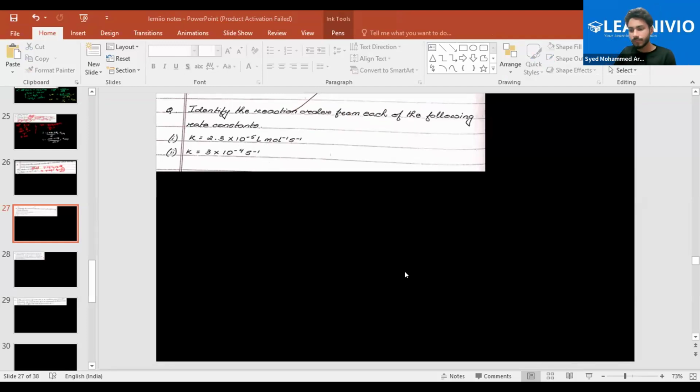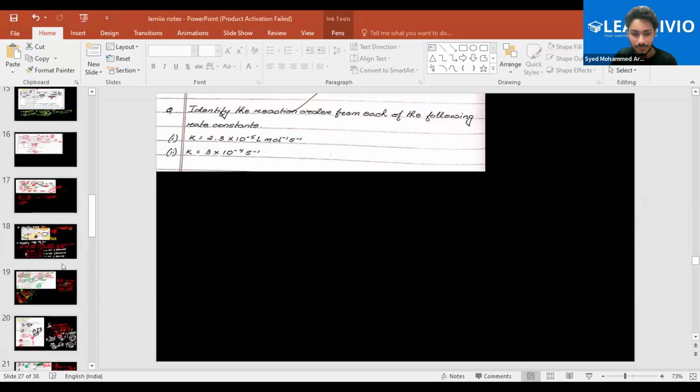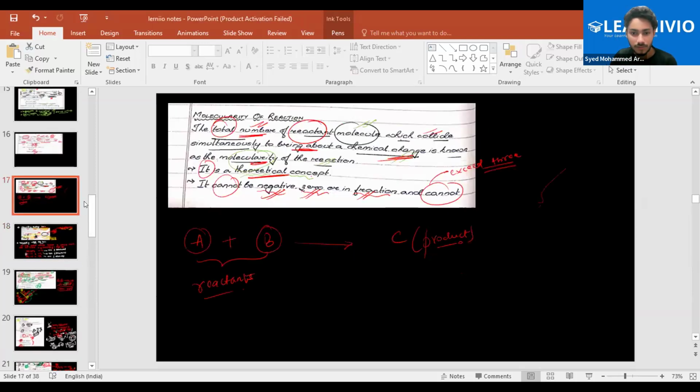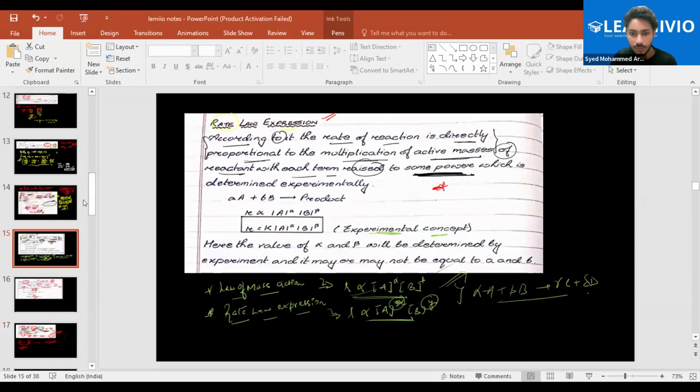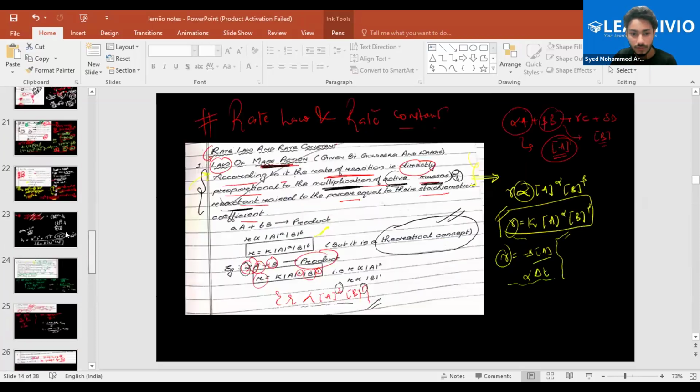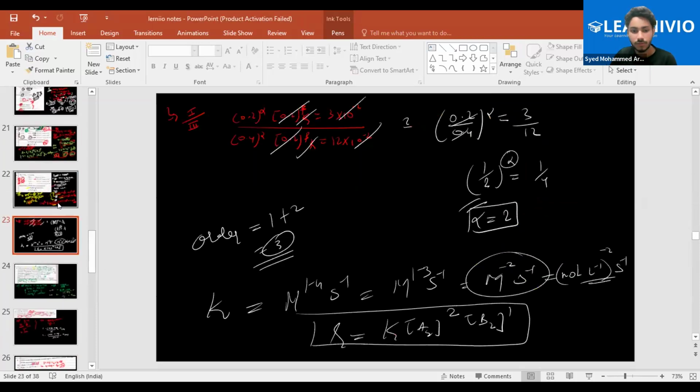Is the first one six? So the first one would be sixth order. No, no, not possible. Okay, wait, wait, wait. This is molality constant. Okay, okay.